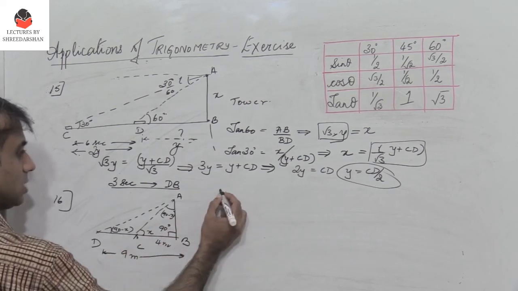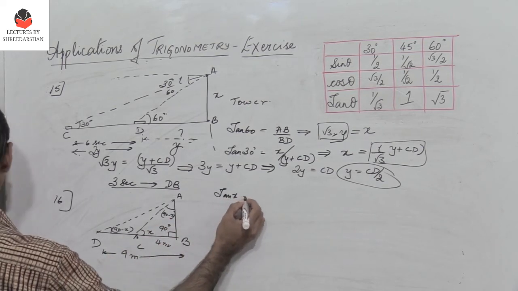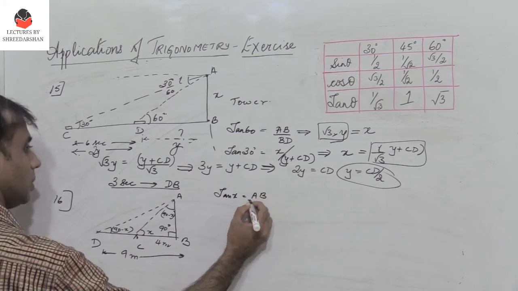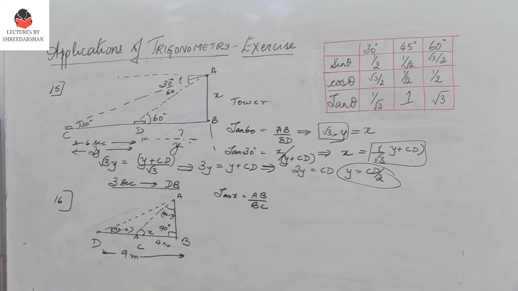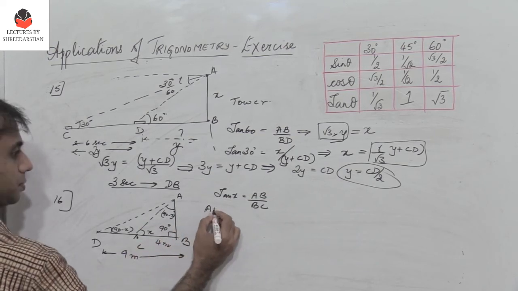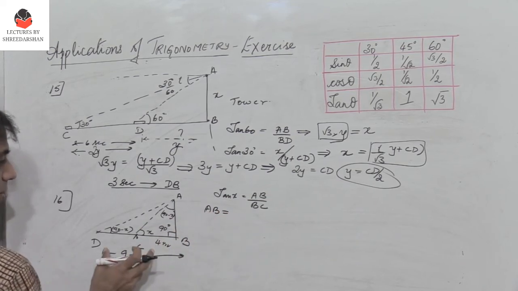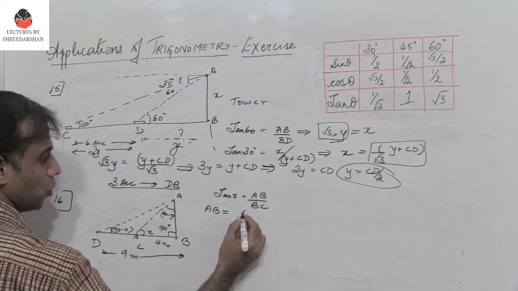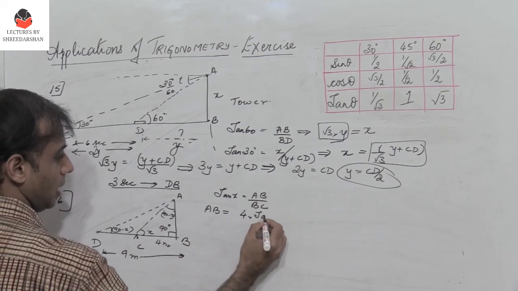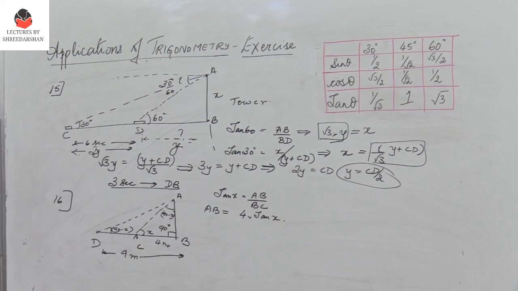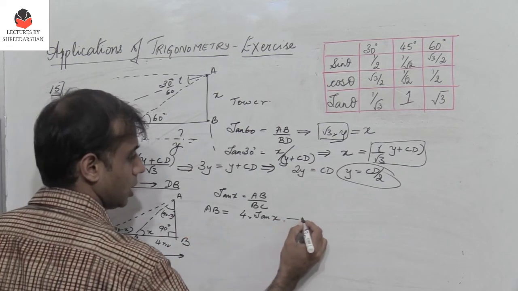So what is tan x? So tan x is AB divided by BC, and therefore what is AB? AB is BC into tan x. BC is 4, that's what is given here. So AB equals 4 tan x. Let me call this equation 1.